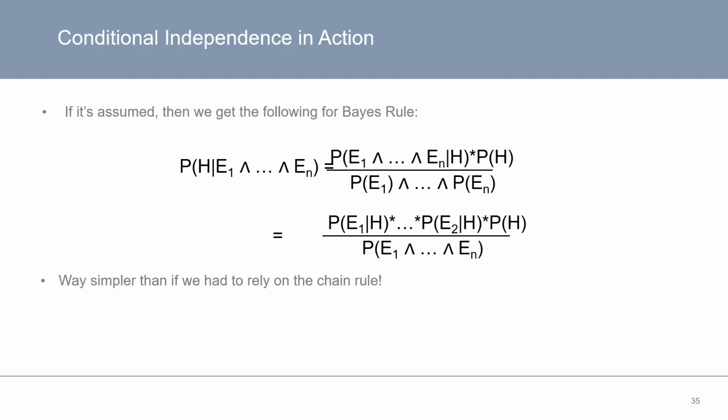This equation is much simpler than if we had to rely on the chain rule we learned earlier, where recall that the chain rule can be used even when we can't assume independence.